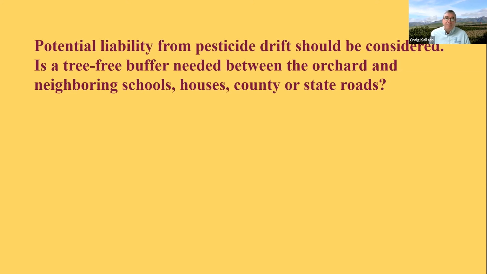Potential liability from pesticide drift should be considered. So we need a tree-free buffer between the orchard and neighboring schools, houses, county or state roads in a lot of instances, because you don't want your pesticide drifting onto people's cars or onto school property or whatnot. And we can all claim that it's very easy to control drift, but we have enough evidence to suggest that probably the more room you have between people's houses and roads, the better.